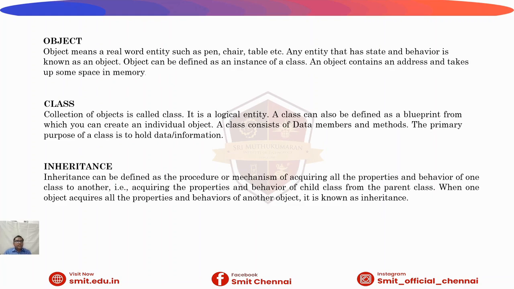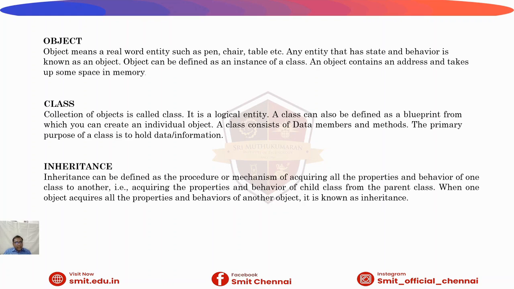First one is object. Object means a real world entity. So for example, a pen, chair or table, we can call it an object. An entity means the state and the behavior of an object. That is what is called an entity. Next one is the class. Class is the collection of objects. It is a logical entity. It can also be defined as a blueprint from which you can create an individual object.